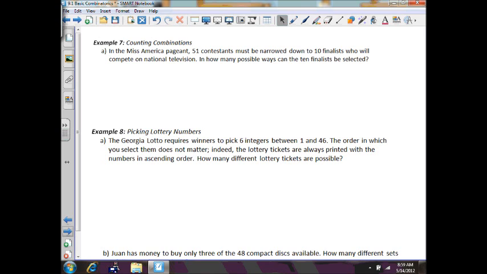Moving on to example 7. We're going to apply some combinations here by counting combinations. In the Miss America pageant, 51 contestants must be narrowed down to 10 finalists who will compete on national television. In how many ways possible can the 10 finalists be selected? Well, you have 51 contestants. We're going to choose 10. So that would be 51 factorial over 10 factorial times 51 minus 10 factorial.